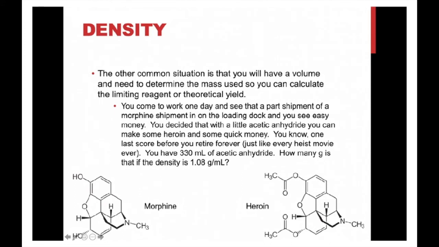So, all right, you thought you were going to go straight and narrow, but you're coming to work and some morphine just fell off the pallet in the shipping area, and you're like, oh man, this is easy money. A little acetic anhydride, boom, heroin. One last score, then I'm out of the game for good. And so you figure out you've got 330 mLs of acetic anhydride, and you need to know how many grams that is. And you have the density, which is 1.08 grams per mL. So let's do this.